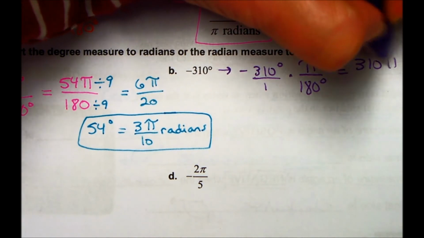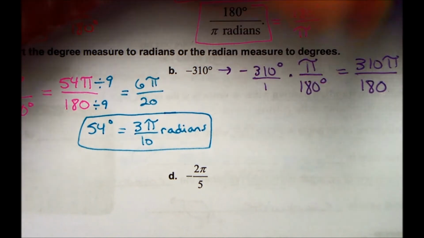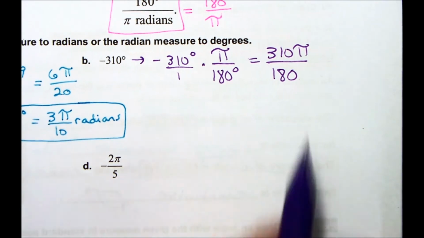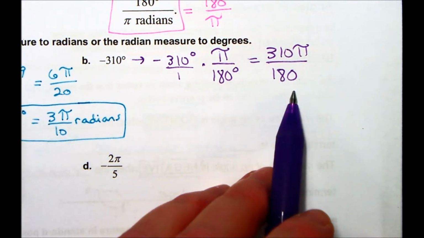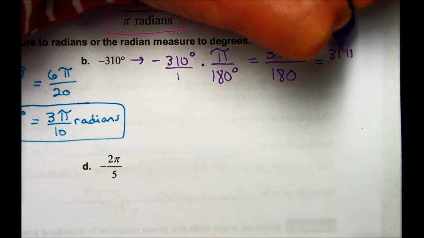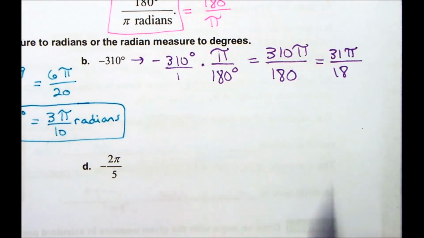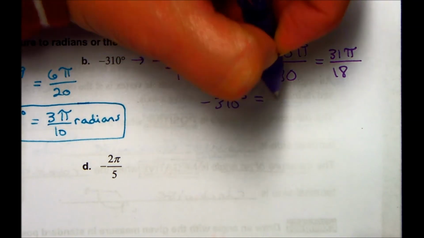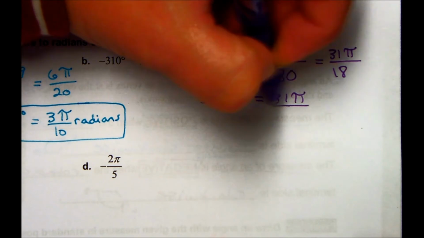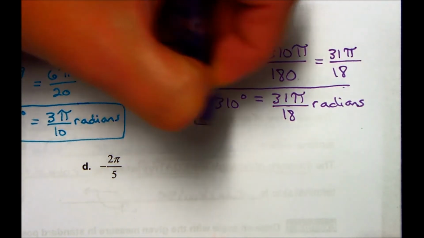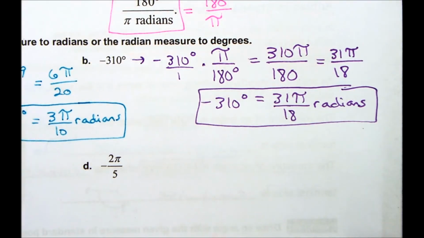So 310 pi divided by 180. At this point, we want to reduce, so we can see both of them end in a 0, which means we can divide both of them by 10, which will equal 31 pi over 18. Well, 31 is a prime number. It cannot be simplified anymore, so we have our answer. 310 degrees is equal to 31 pi over 18 radians. And there you have it.